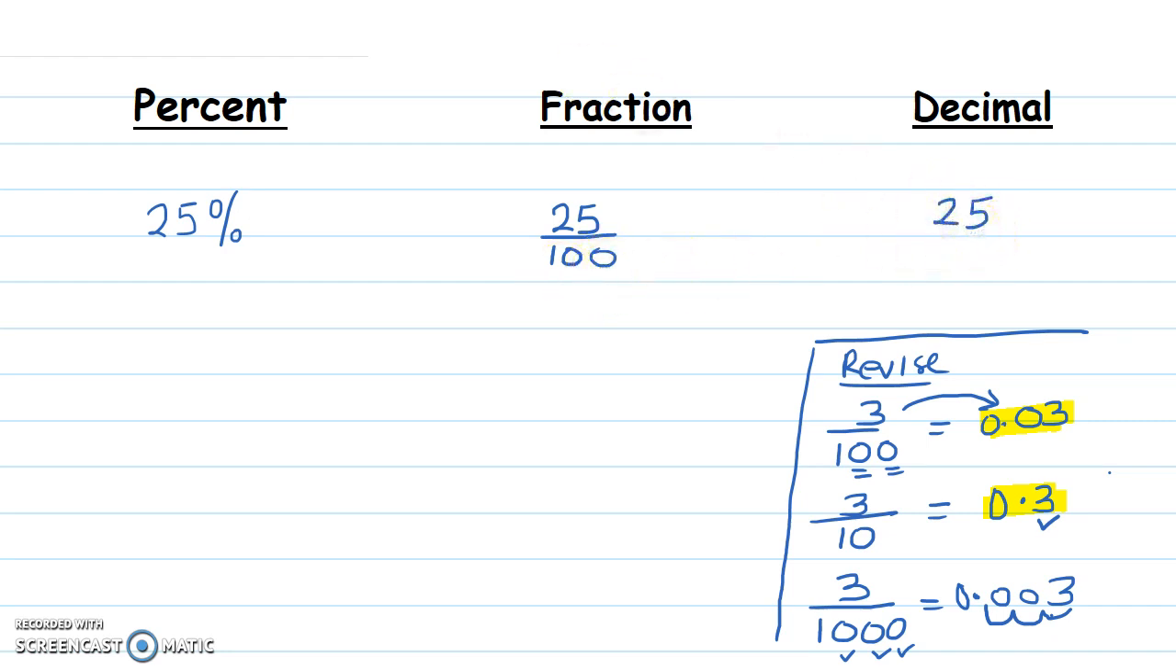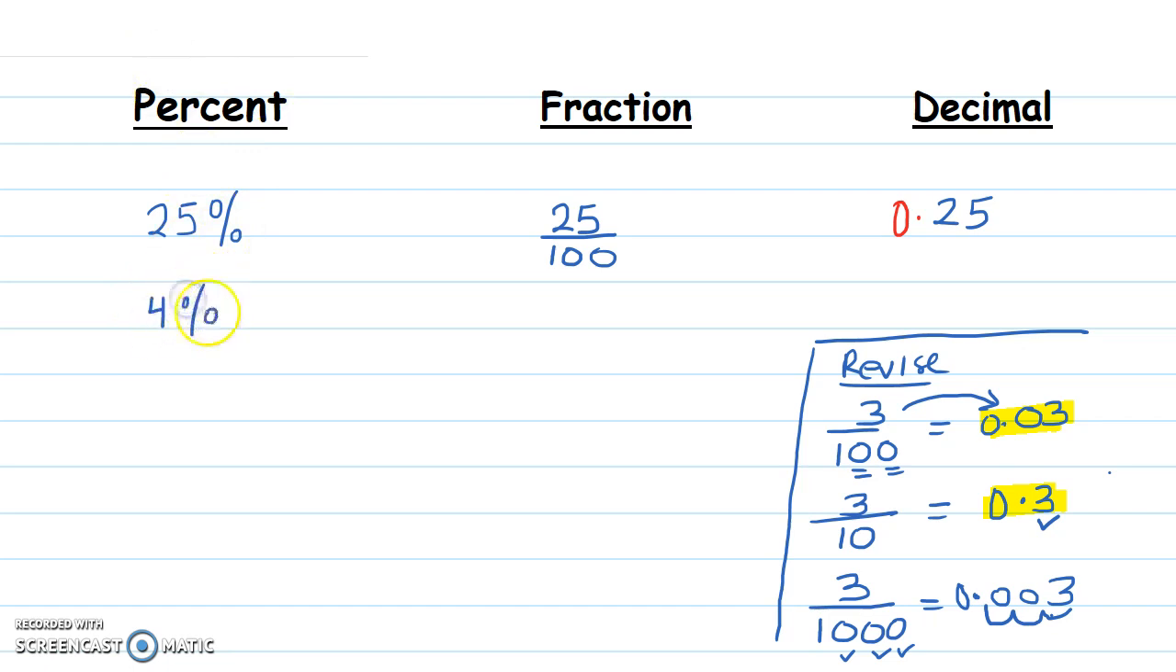So you can put the point after 2 digits. So this is 1, 2. So we are going to put the point here, and that is 0.025.